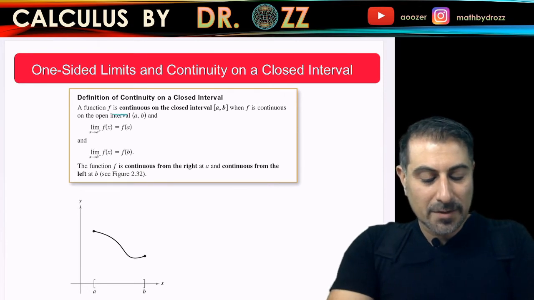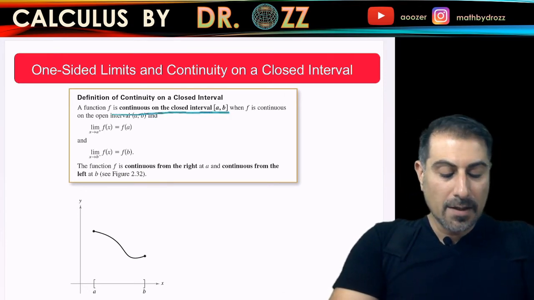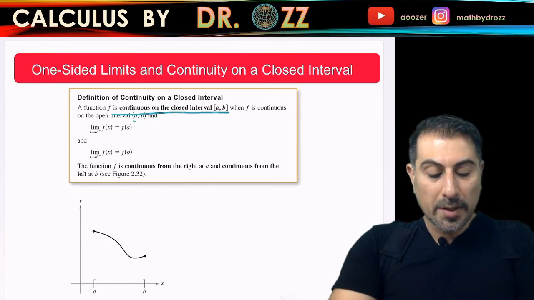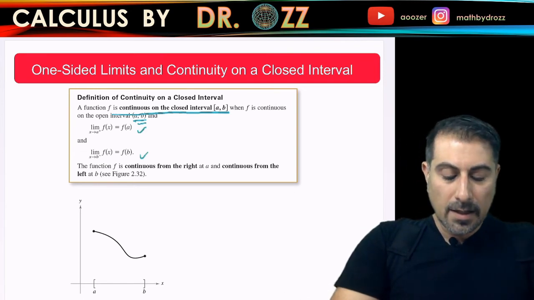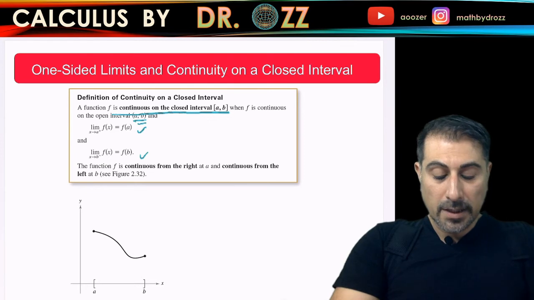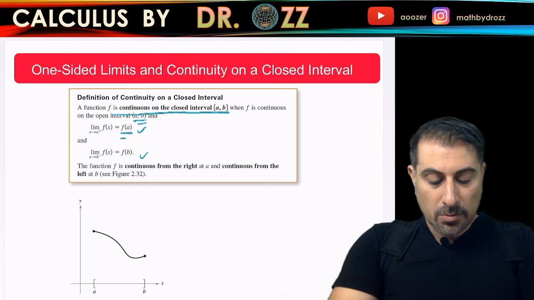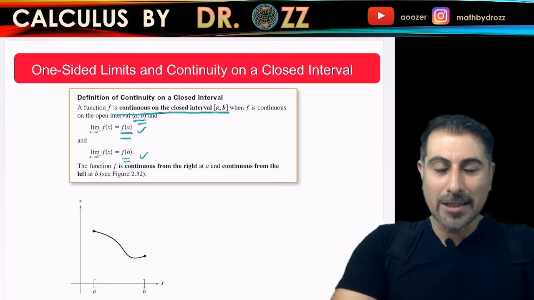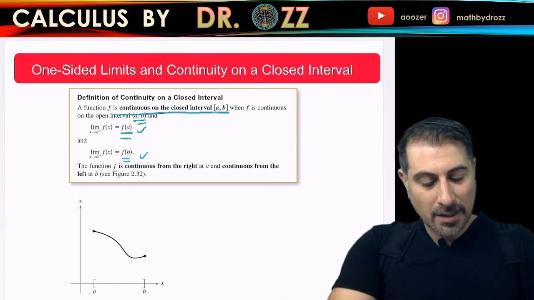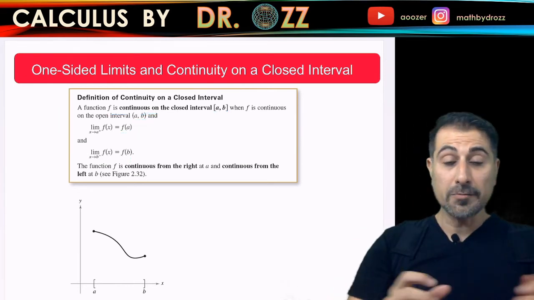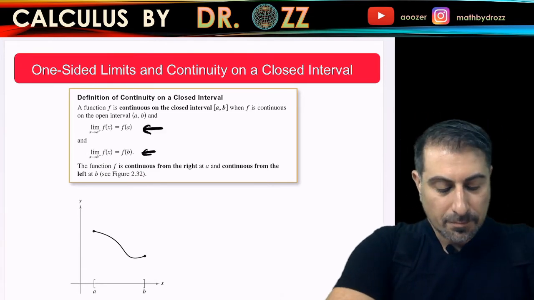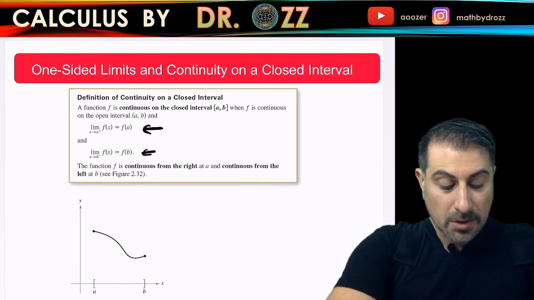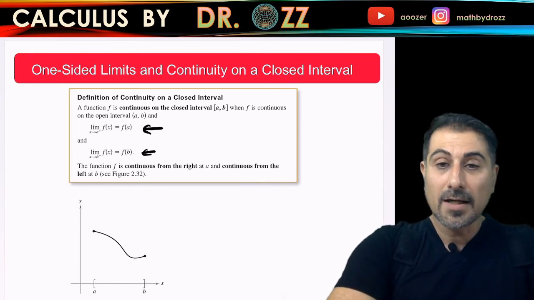So after all, we can talk about the definition of continuity on a closed interval. Let's say f is continuous on the closed interval [a, b]. Whenever f is continuous on the open interval (a, b), we know how to check that. As well, the one-sided limits, at a from the right and at b from the left, should exist, and they should be equal to the function values attained at the endpoints. So all we're going to do to check continuity on the closed interval is check continuity on the open interval, and for the endpoints, check those one-sided limits. Therefore, the function is continuous from the right at a and continuous from the left at b.